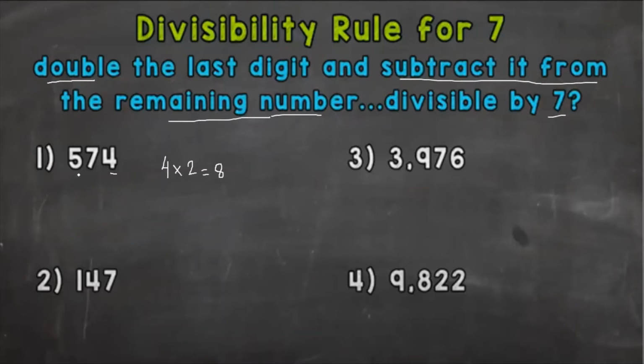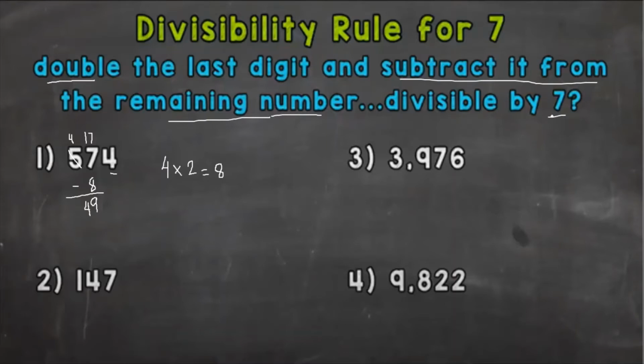What is our remaining number? It is 57. So we will subtract 8 from 57. 7 minus 8 cannot be, so we borrow from 5. 5 will become 4, and 7 will become 17. 17 minus 8 is 9, and then bring down 4. Now, the answer here is 49.